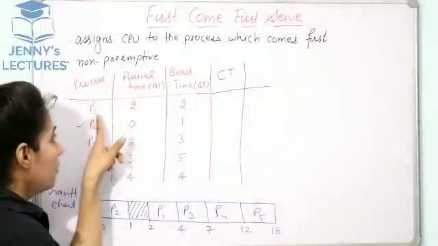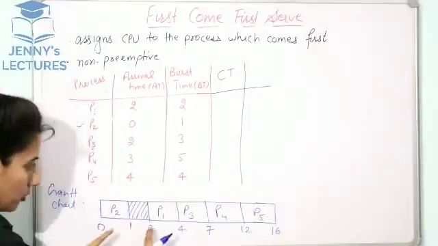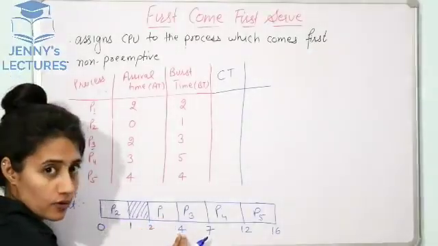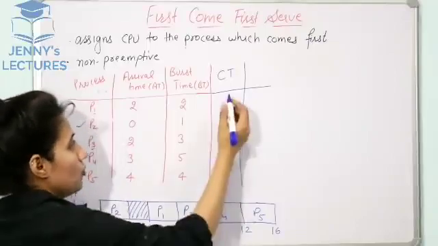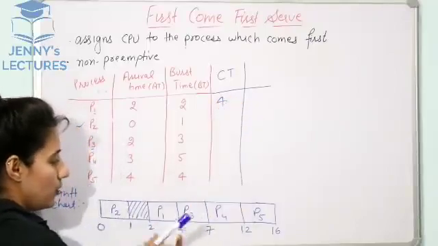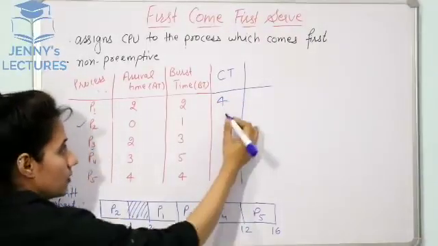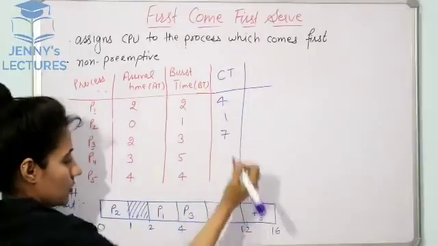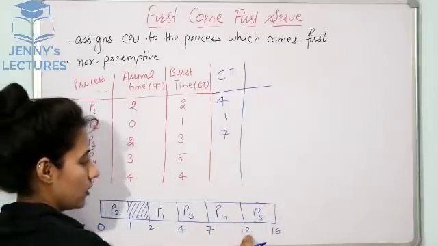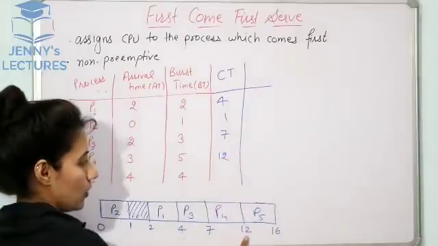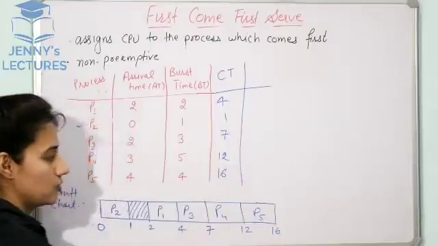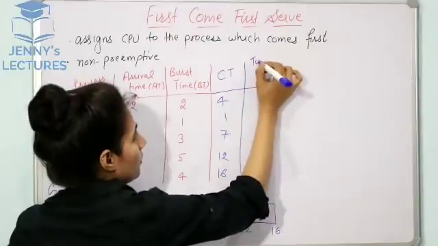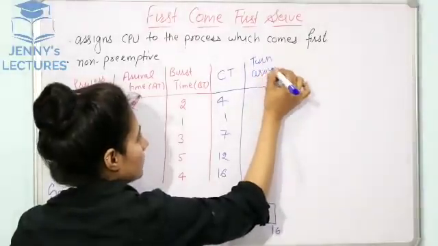Now for P1, at what time has P1 been terminated? Check out, P1 has been terminated at time 4. Fine. So 4 is the completion time of P1. For P2 it's 1. For P3 it's 7 completion time. P4 has been terminated at 12, and P5 at 16. Okay. Now next stage you have to find out turnaround time.